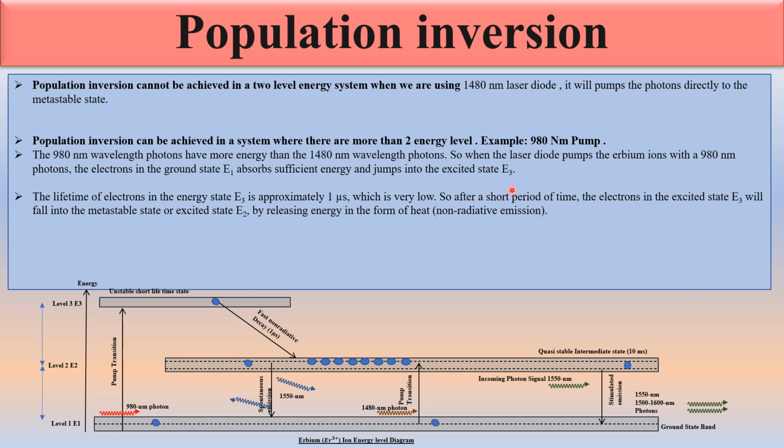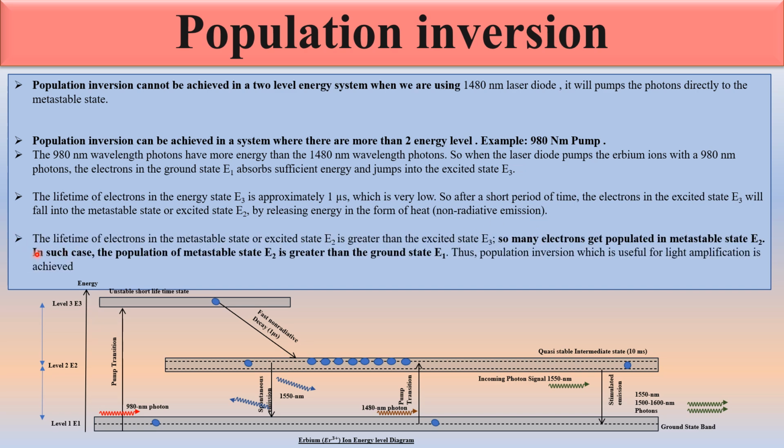After a short period of time, the electrons in the excited state E3 fall into the metastable state E2. Here the lifetime of the electron is around 10 milliseconds, which is much higher than 1 microsecond. So the electron rapidly decays from E3 to E2 and stays for some time on E2. When the electrons release from E3 to E2, they release energy in the form of heat, the non-radiative emission.